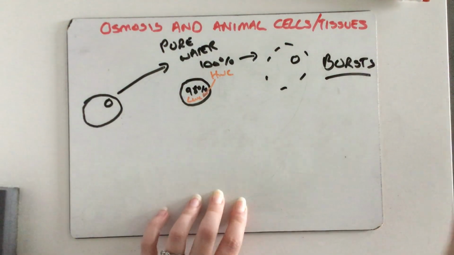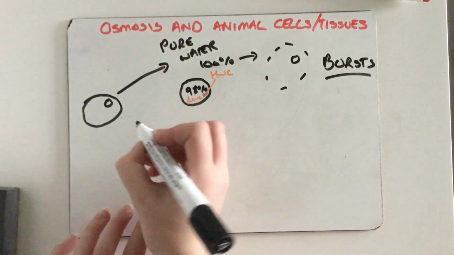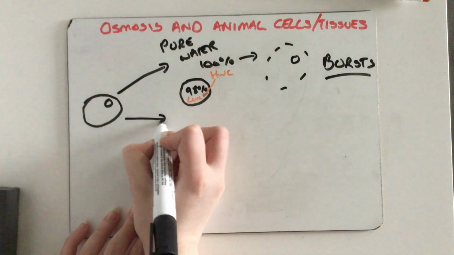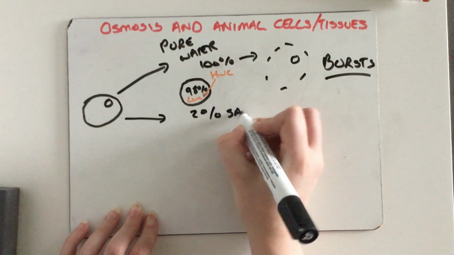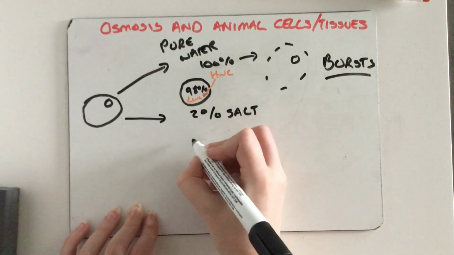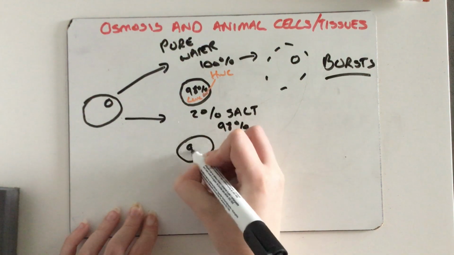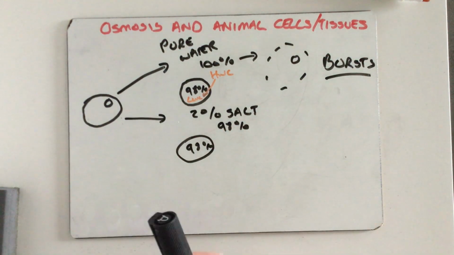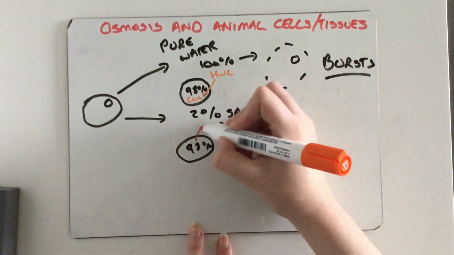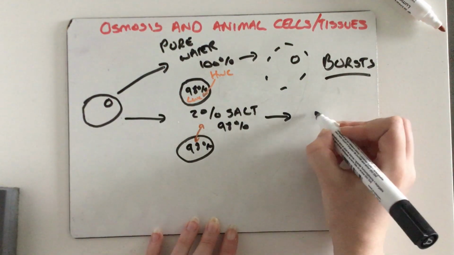Okay. Now if we take the same type of animal cell, and this time instead of placing it in pure water, we place it in, say, a 2% salt or sugar solution. Now this time that would be 98% water, which would be the same as the inside of my animal cell. Now what this means is there's the same concentration on the inside and outside, so water will move back and forth across the membrane, but nothing will happen, and the cell will stay the exact same.